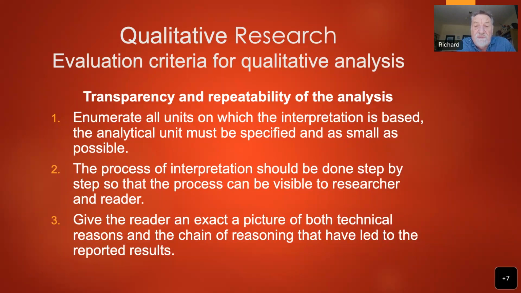Enumerate all the units on which the interpretation is based. The analytic unit must be specified as small as possible. The process of interpretation should be done step by step, so the process can be visible to the researcher and the reader. Give the reader an exact picture of both technical reasons and the chain of reason that have led to the reported results, so that the reader can see how the interpretation was made, what the units are of data, how the process of interpretation was done, and then they have an exact picture of the chain of reasons that led to the reported results.